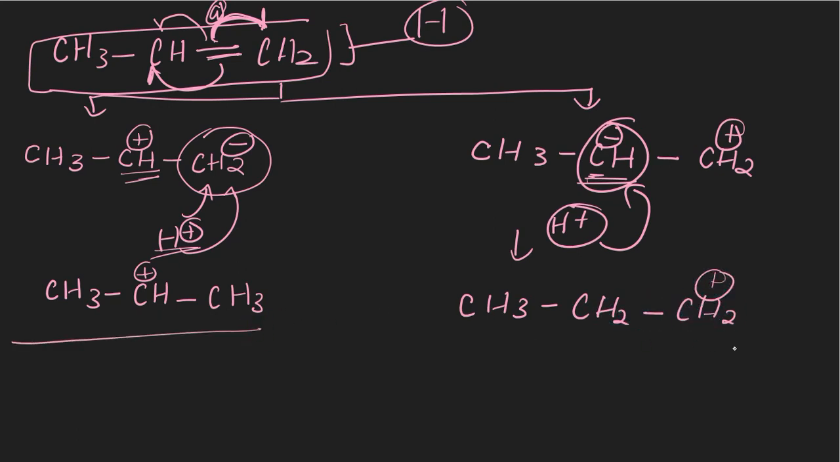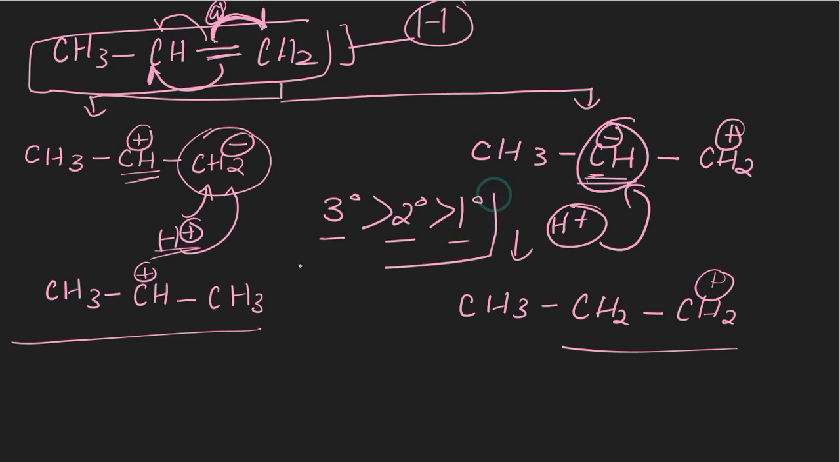Now these are our two structures that we just got. Out of these two, which one will be more stable? Remember, this is the order of stability: tertiary, secondary and primary. Most stable is your tertiary, then your secondary carbocation, and then your primary carbocation. This is the order of stability of carbocations.